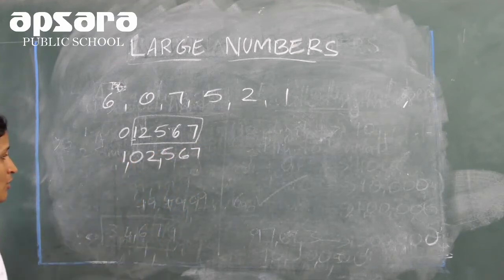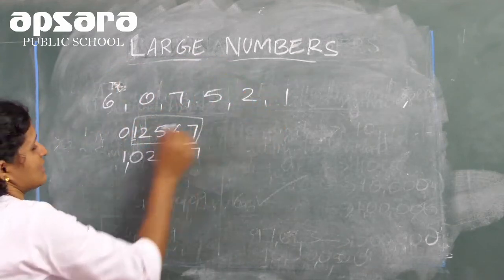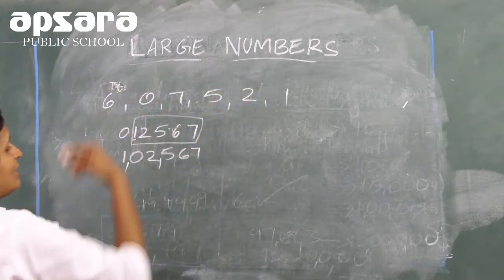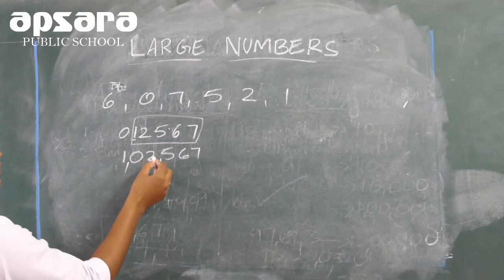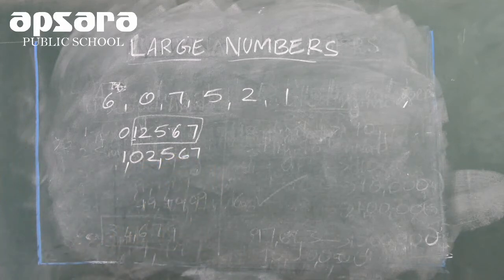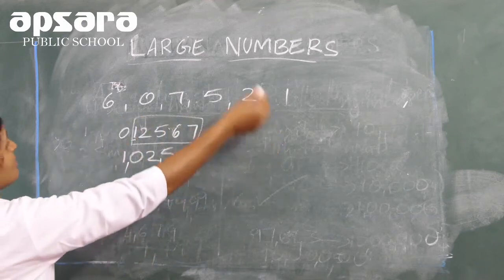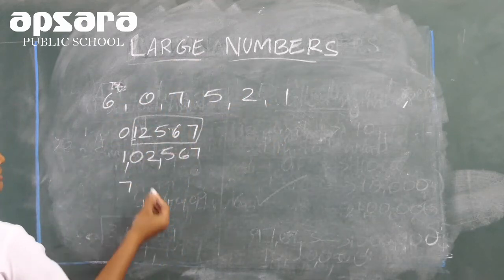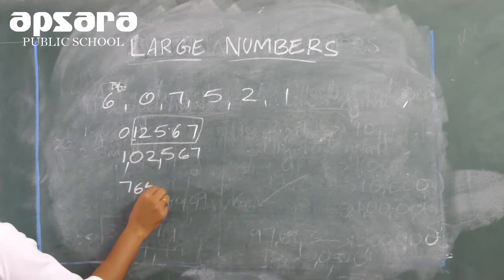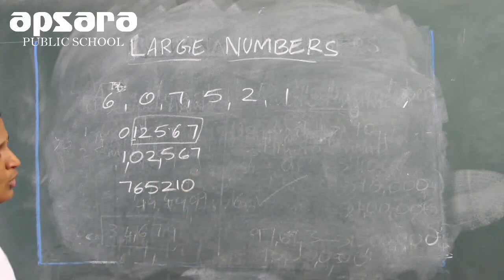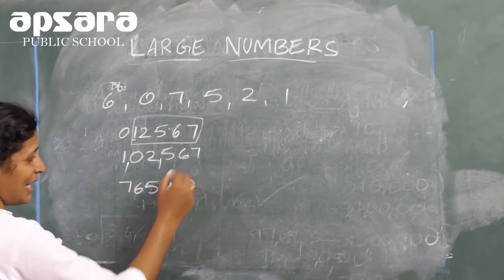Now the smallest 6-digit number formed by using the given digits is 1,02,567. Okay. Now arrange the same numbers in descending order. Same number you arrange in descending order: 7, 6, 5, 2, 1, 0. When you write in descending order, there is no problem, right? Because 0 comes at the end.